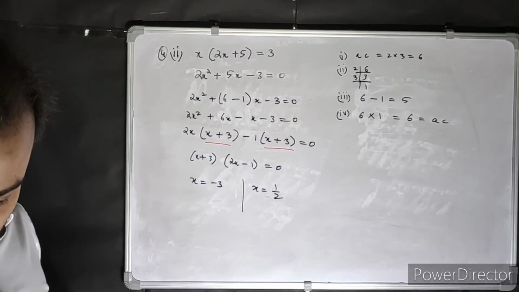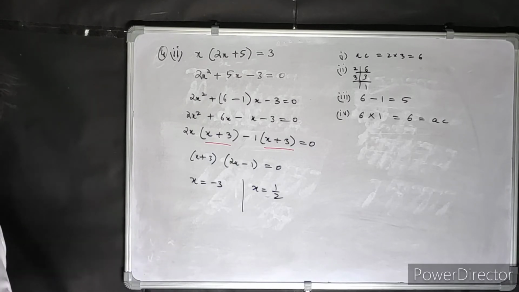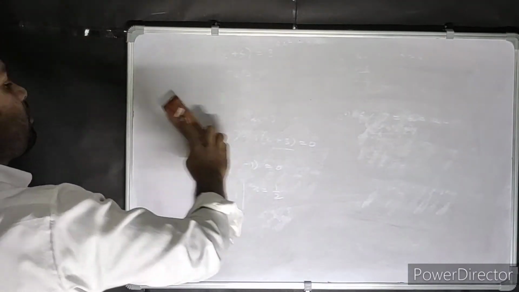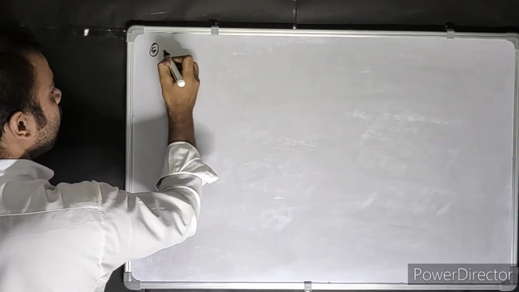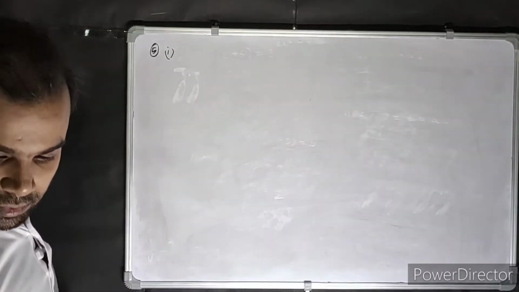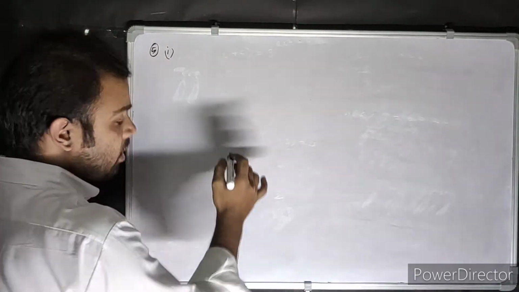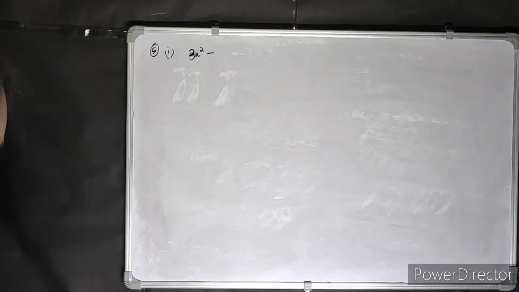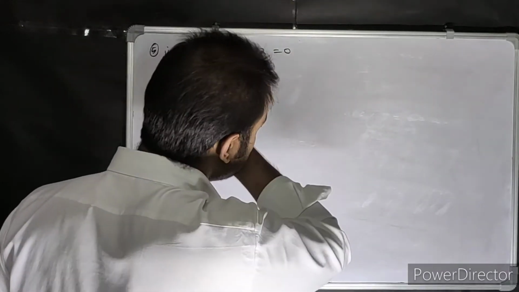I'm moving on to the next question, and the next question is question number 5 part 1. So let's go ahead and do question number 5 part 1. Again, same thing I'm going to do. Question number 5 part 1. So what is it given? It's given 3x square minus 5x minus 12 is equal to 0.